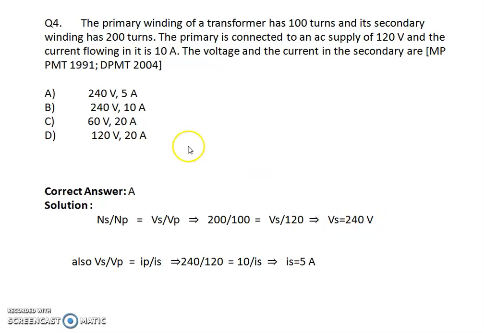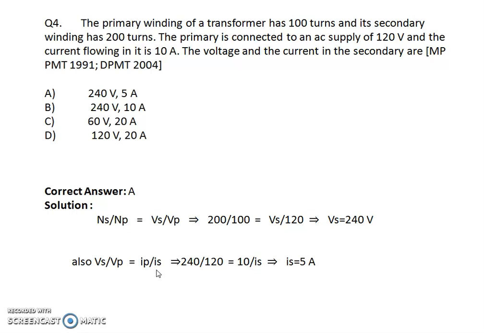So if you look at the options A, B, C, D, obviously options C and D are not part of the solution because the voltages there are 60 volt and 120 volt. So the answer is between A and B. Now you have to find out the current.